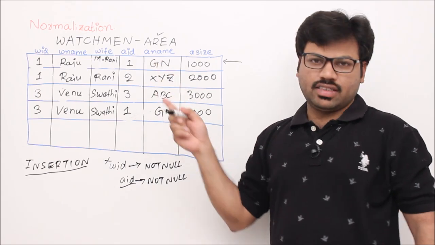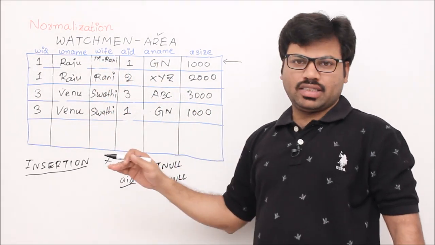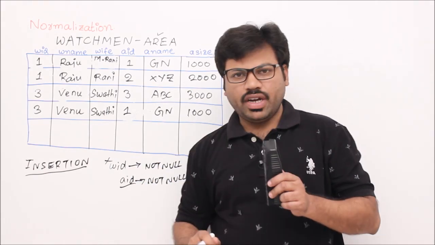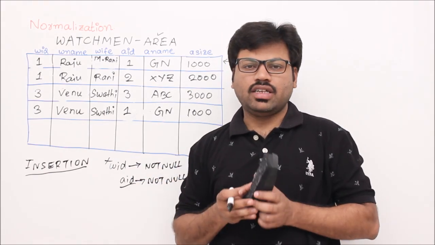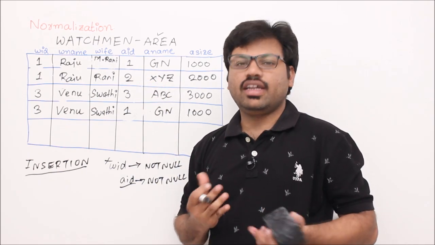So you end up with inconsistency. That is called updation anomaly. When data is repeated in multiple places, there is a chance that you update in one place and you don't update in another place. That is called updation anomaly. When there is a repetition of data, it usually occurs.